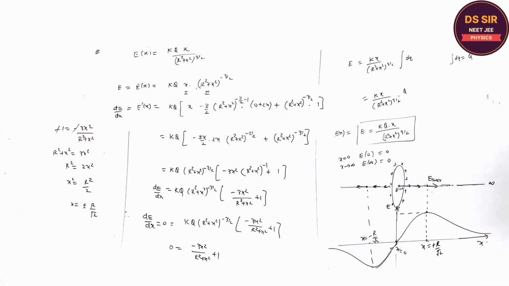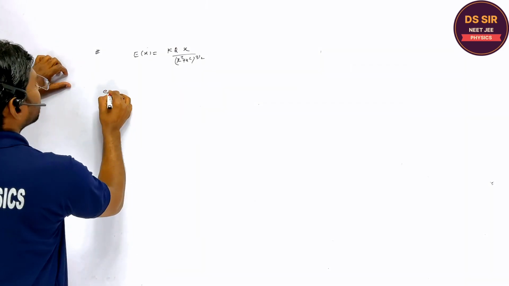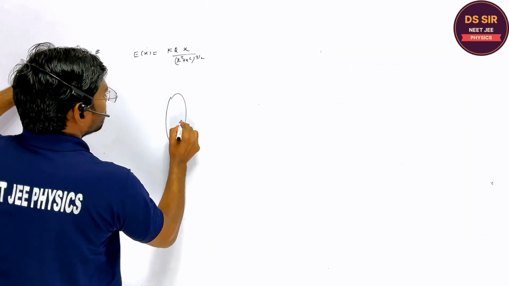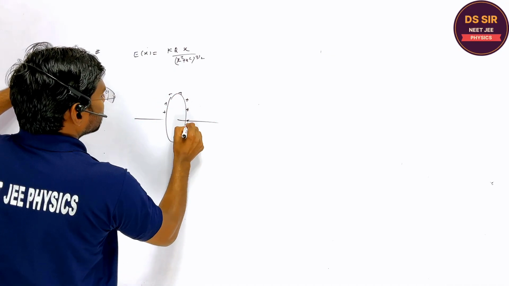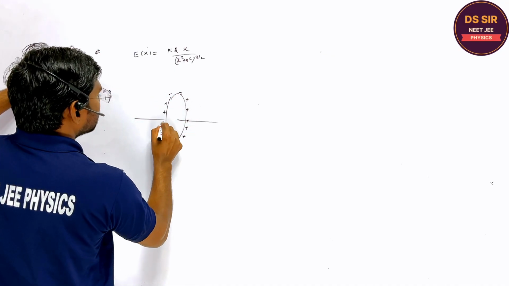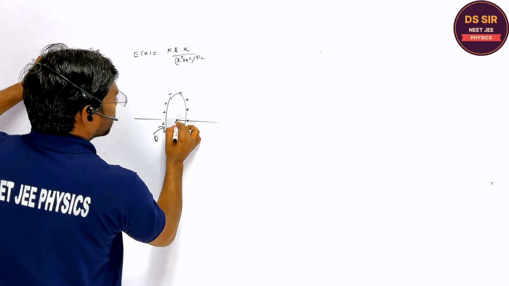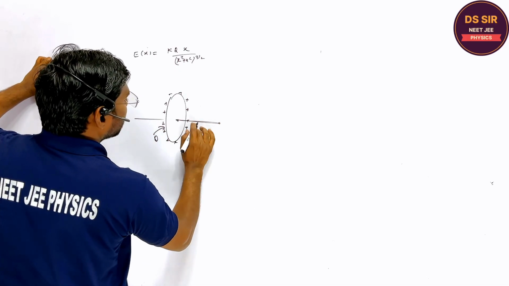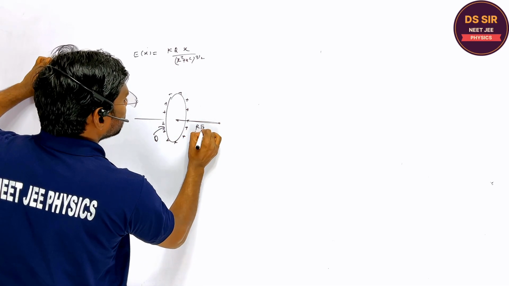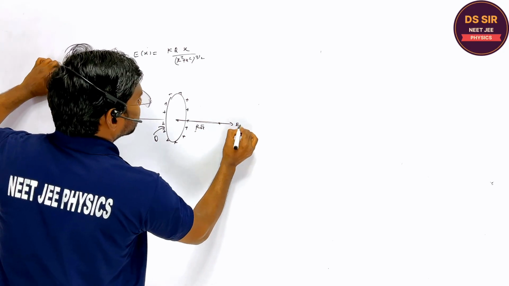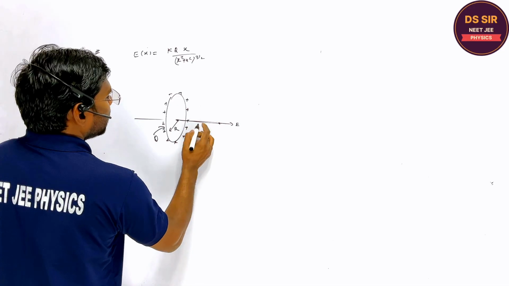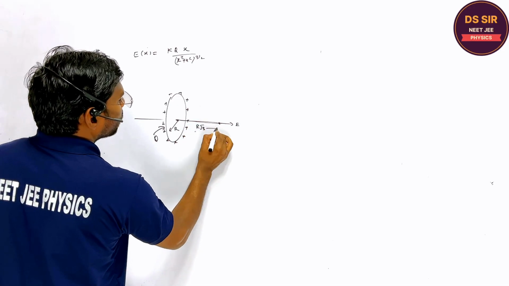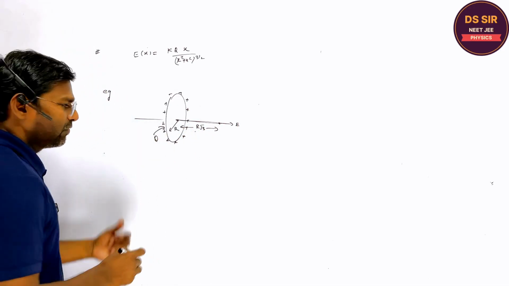Copy this. Listen to one thing. For example, how they will ask the question. Suppose this is the uniformly charged ring and the charge is q. Over here the distance is r root 3. You have to write the electric field. The radius of this ring is assumed to be r and the distance is r root 3 on the axis. You want to write the electric field.